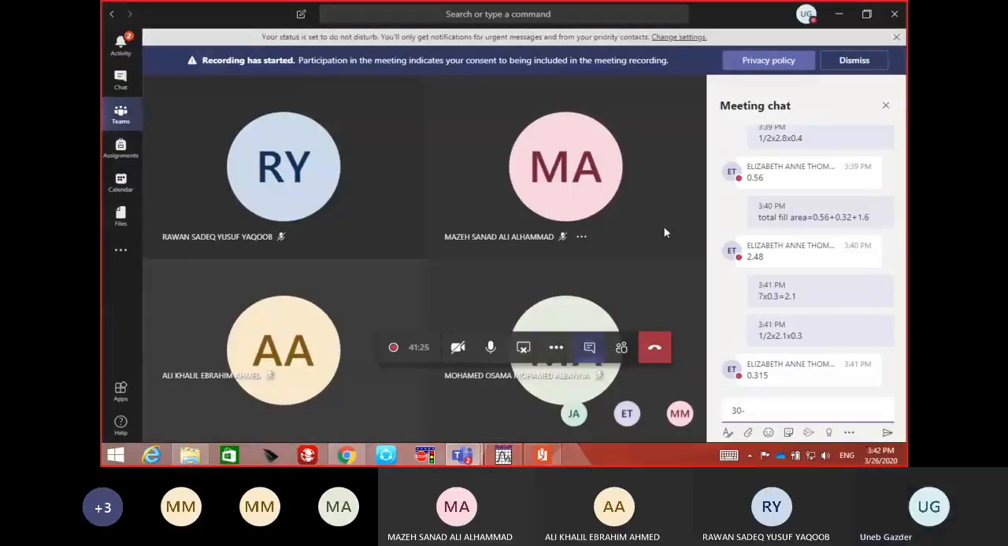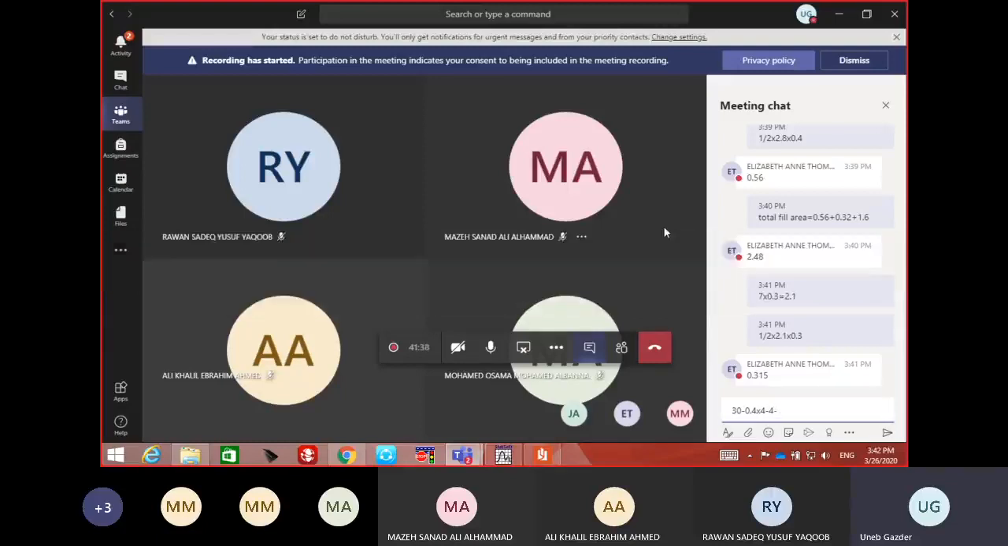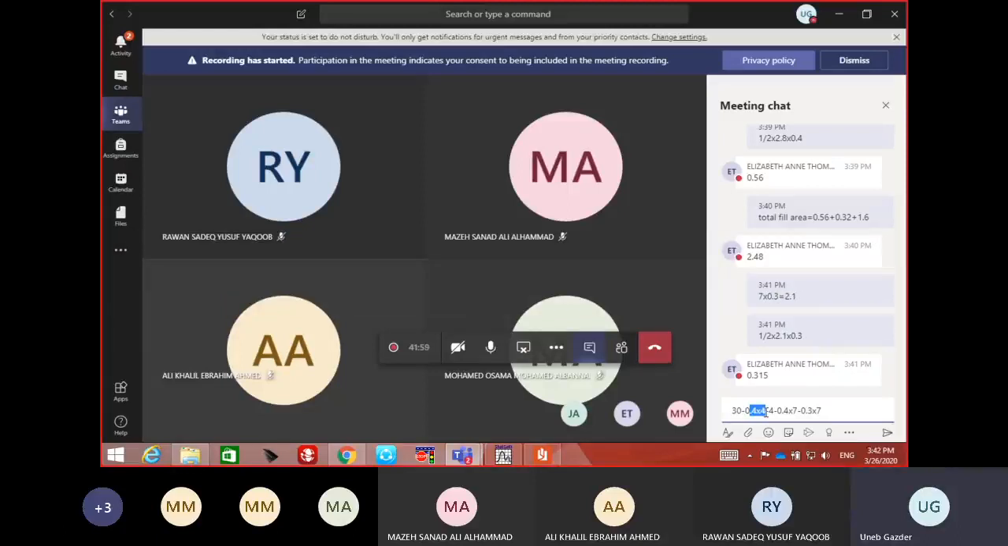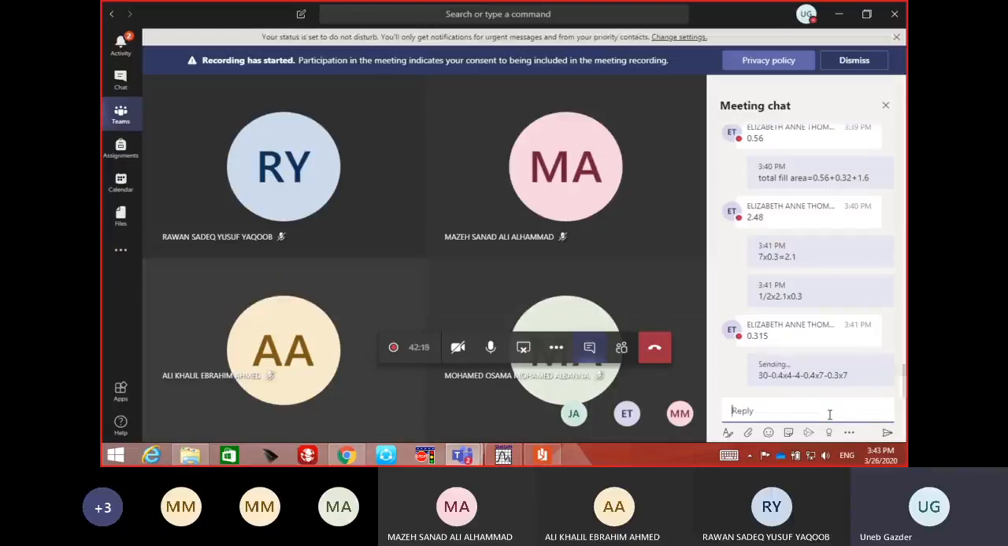30 feet is total. The distance for the first triangle was 0.4 into 4. The distance for the rectangle was 4. The distance for the second triangle was 0.4 into 7, and the distance for the third triangle on the top was 0.3 into 7. Okay, so this is the distance for the first triangle, slope into difference of elevation. Then this was the distance of the rectangle, it was given. Then the distance for the second triangle, again, difference in elevation into slope. And the distance for the third triangle, again, difference of elevation into slope. The total will be how much? You subtract all of them.